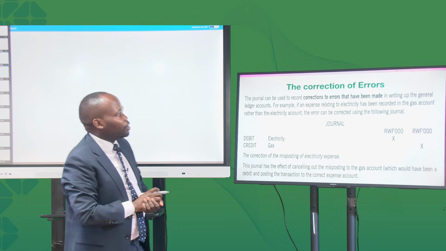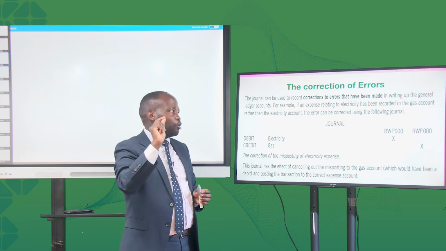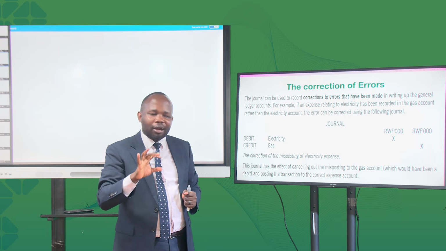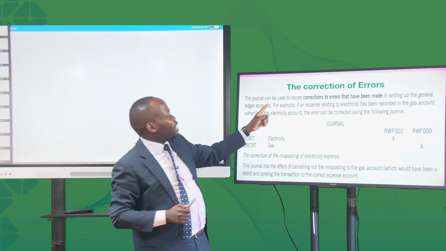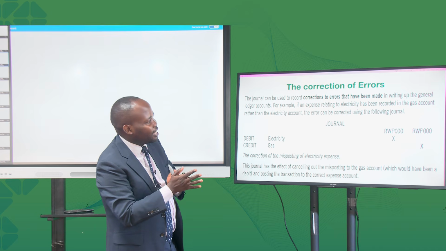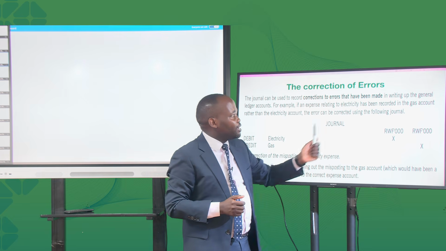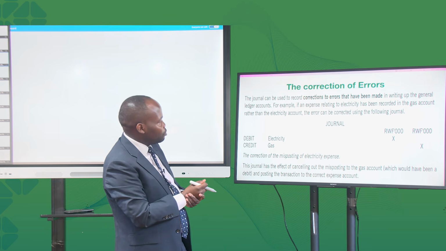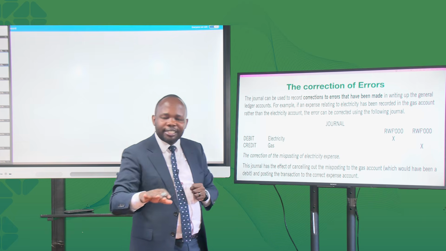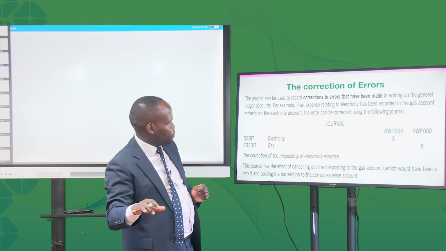Let's now go to correction of errors. Journals can also be used to correct errors or mistakes. The journal can be used as a record of correction of errors that have been made in writing up the general ledger. For example, if an expense relating to electricity had been recorded in the gas account rather than electricity, so maybe there was a transaction related to electricity, but instead of posting it in the electricity account, we posted it in the gas account. We need to correct that mistake.